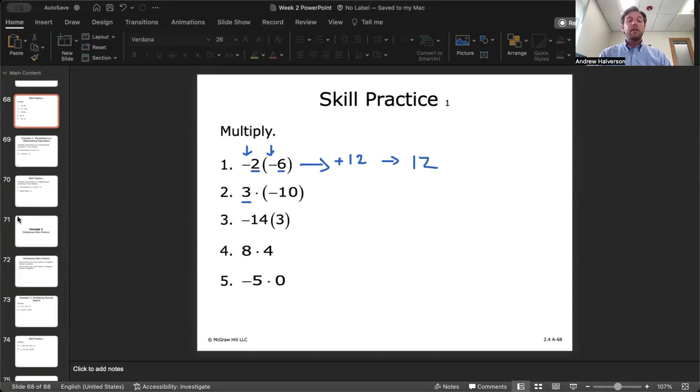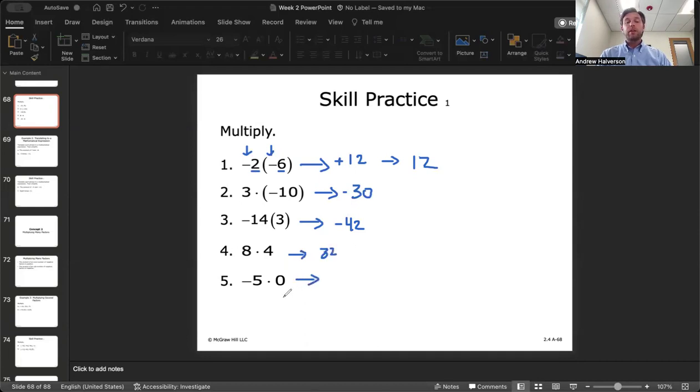+3 times -10. We multiply the values as we normally would to get 30, but because they are different signs, we attach the negative. -14 times +3. We multiply the 14 and the 3 as we normally would, and that gives us 42. They're different signs, so we get negative. Again, take the opportunity to check these on your calculator. Positive 4 times positive 8, same sign, so we get a positive 32.